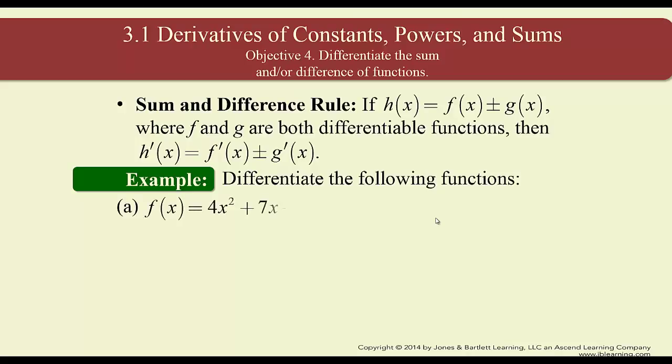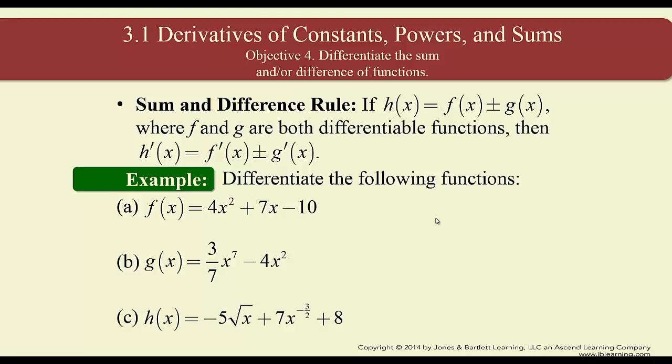Here I have differentiate the following functions. Part A, we're going to differentiate the function 4x squared plus 7x minus 10. Part B will differentiate g of x equals 3/7 x to the 7th minus 4x squared. And then in part C, we'll differentiate h of x equals negative 5 square root x plus 7x to the negative 3/2 plus 8. So if you need to, write those down because it's time for me to head off to the chalkboard and work out the solution to this example.